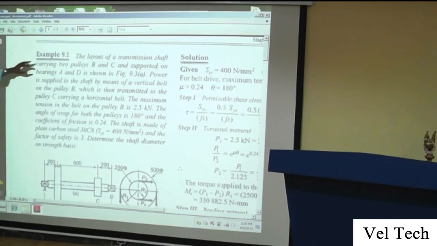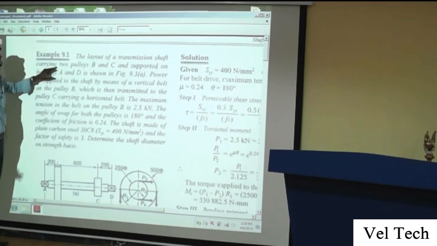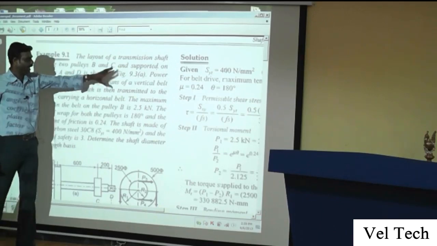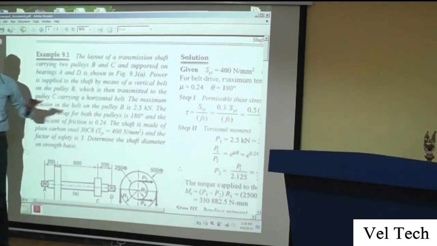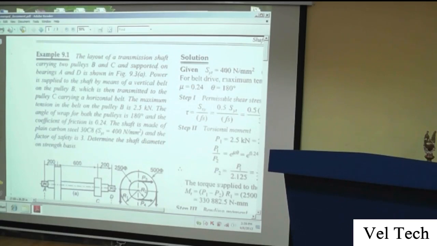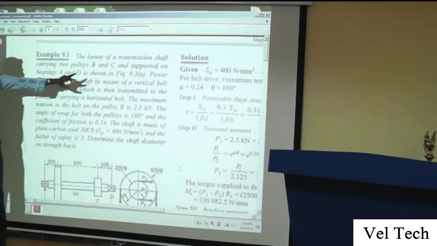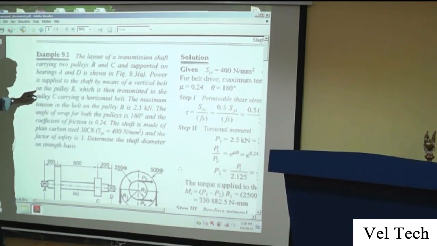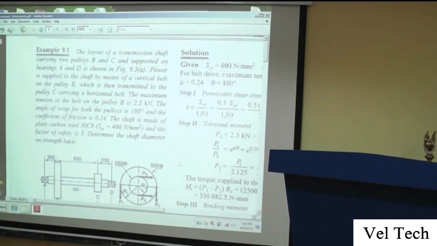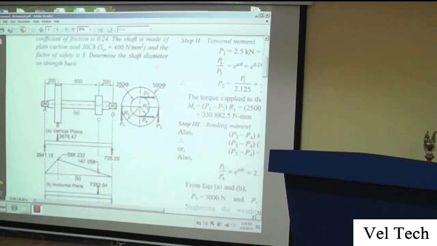So can you understand this layout? Here I think you may understand, sir. The pulley is getting power from the vertical source, right? So obviously P1 and P2 are the tension on the tight side and the tension on the slack side. Some books may refer to them differently, forget about that. Then the power is transmitted from B to C by the horizontal pulley. And here P3 and P4, P3 is the tension on the tight side and P4 on the slack side for pulley C. The diameters of pulley B and pulley C are also given.